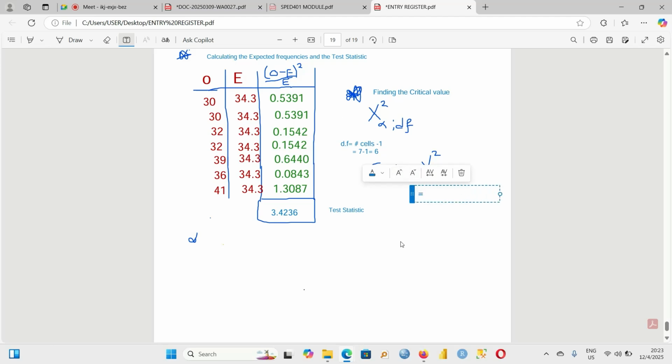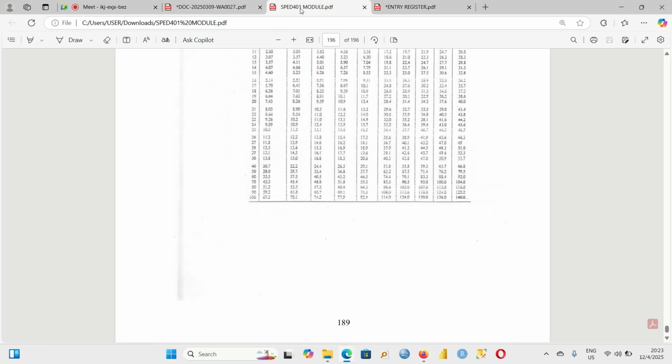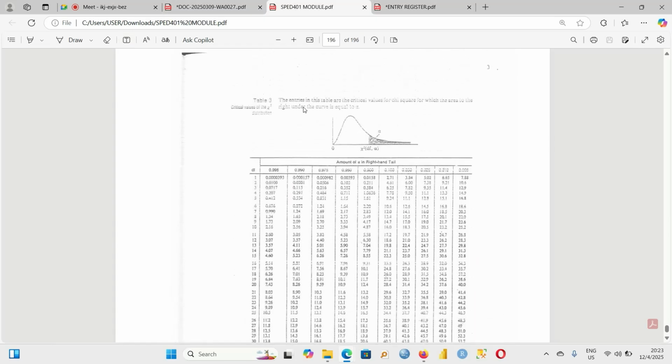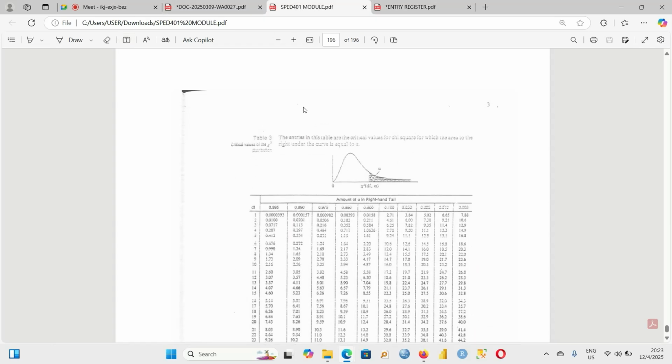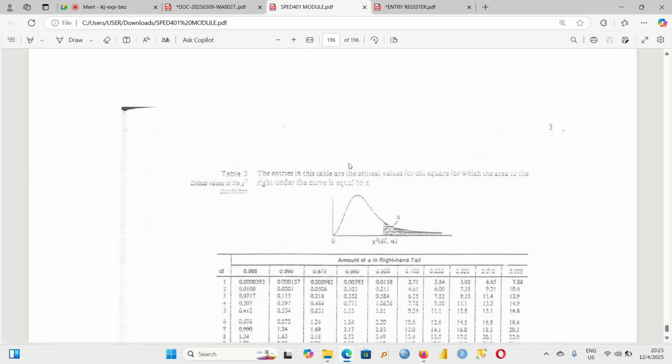Stop at chi-squared 0.01 and 6. Do this table, using 0.01 and 6. Now 0.01, where is 0.01? This one is 0.01.